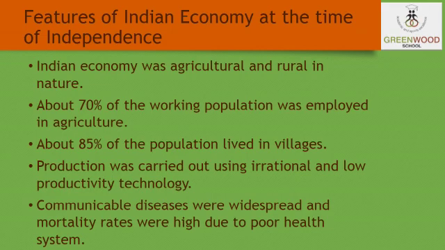Let us talk about features of Indian economy at the time of independence. Indian economy was agricultural and rural in nature. About 70% of the working population was employed in agriculture. About 85% of the population lived in villages. Also, production was carried out using irrational and low productivity technology. As well as communicable diseases were widespread and mortality rates were high due to poor public health system.